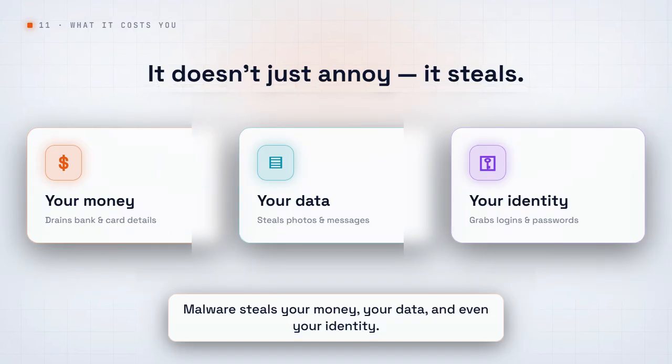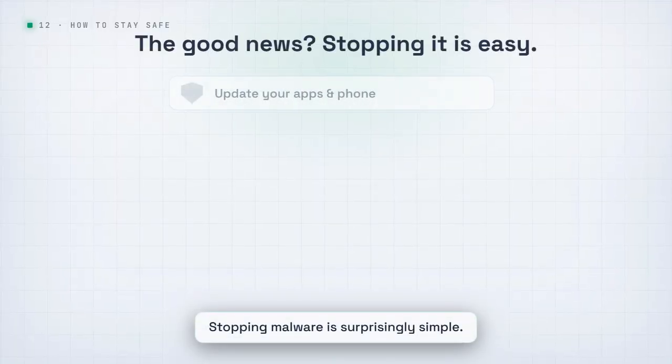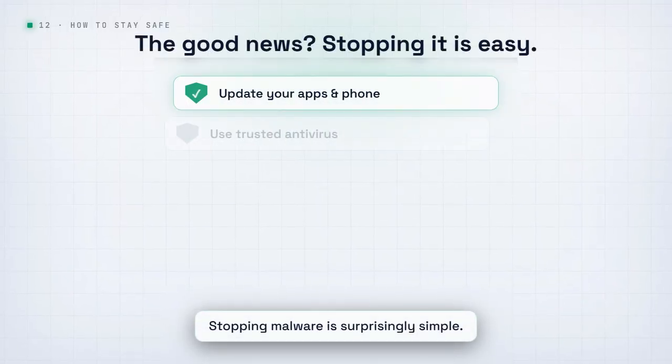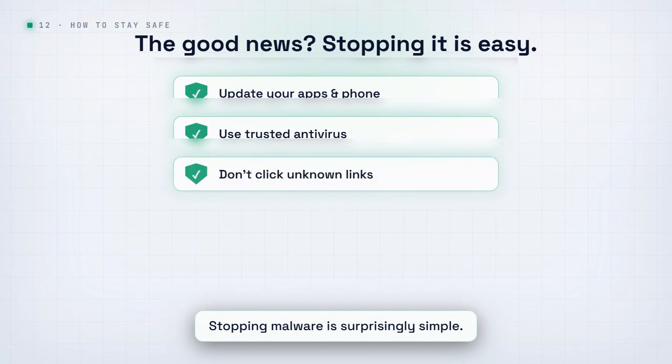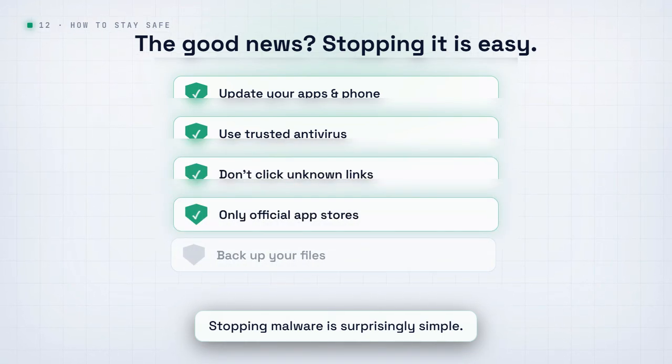Now for the good news. Stopping it is surprisingly simple. Keep your apps and phone updated. Use a trusted antivirus. Do not click links you do not recognize. Only install from official app stores. And always back up your important files.